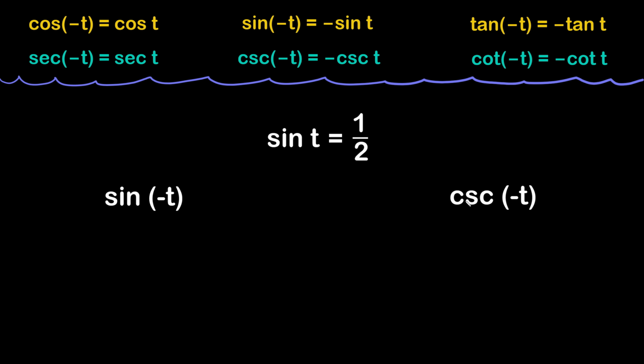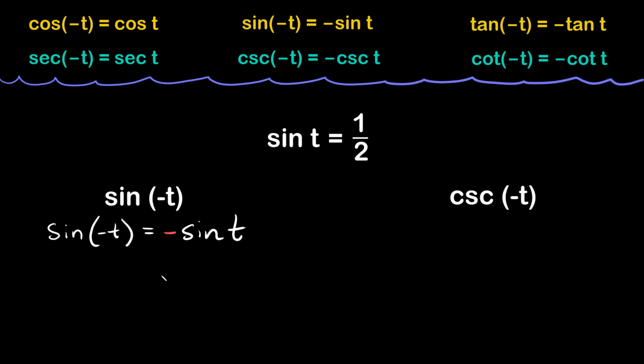These are the two trig functions that we want to evaluate, sine of negative t and cosecant of negative t. Starting with sine of negative t, what do we know about this function? Luckily it's the exact one that it gives us up here in the trig identity. It says the sine of negative t is equal to the negative sine of t. So let's just write that down.